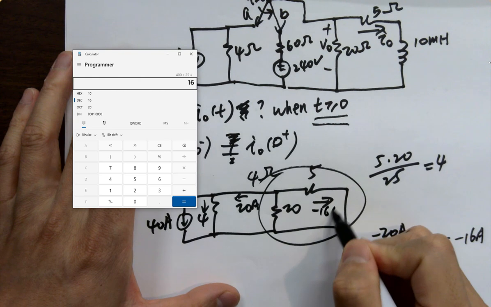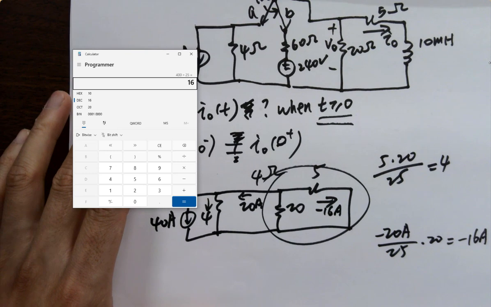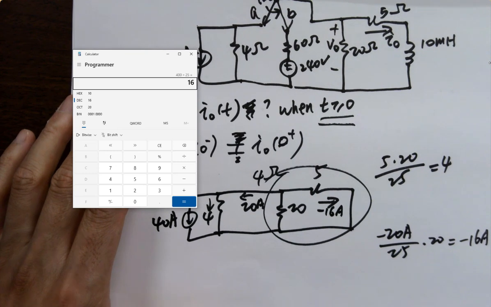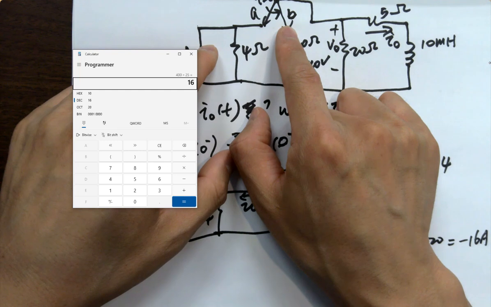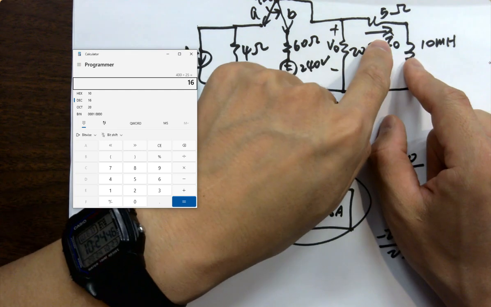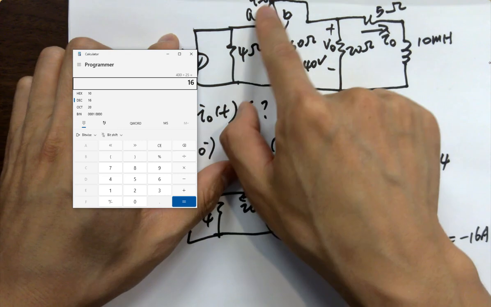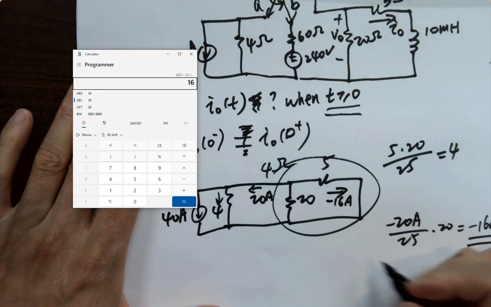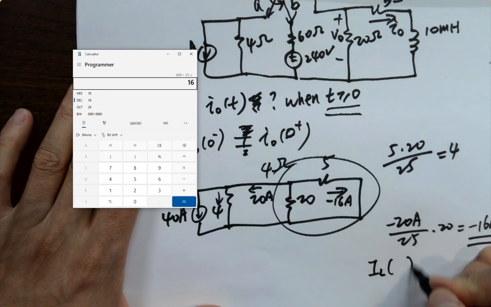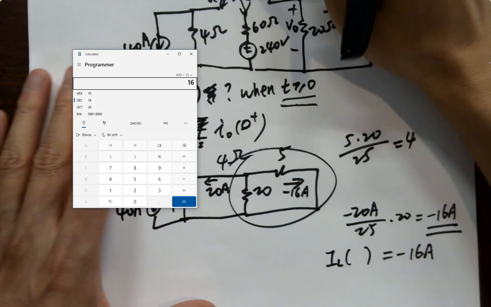So this is minus 16 amps. Okay. Because after you switch it over here, it's still asking for this IL(0), which is basically IL(t). So initially, we got initial current stored in there, and you can call this what? IL what?